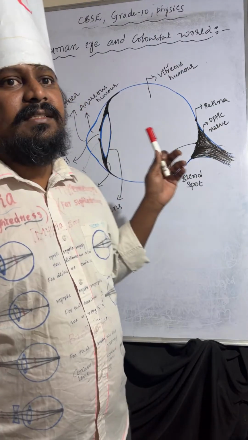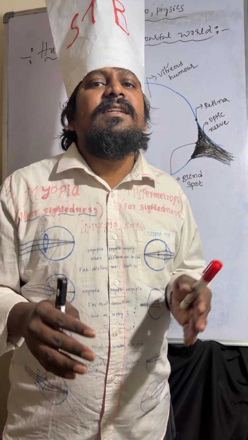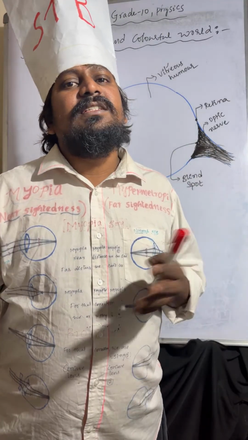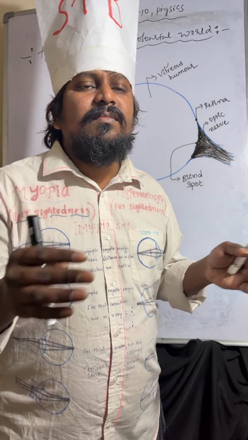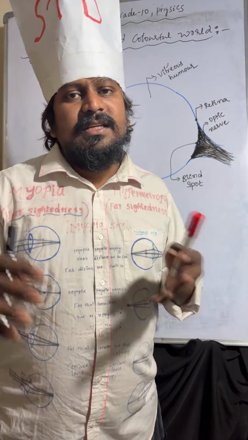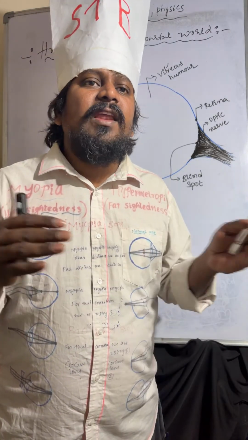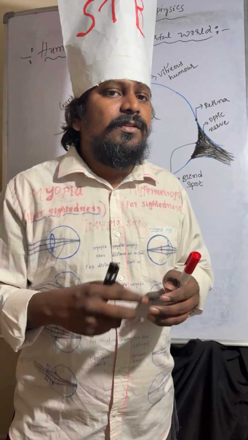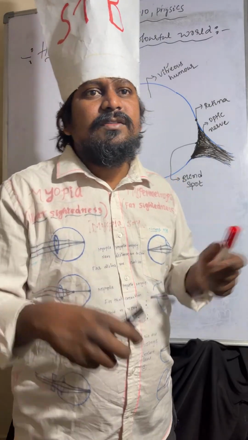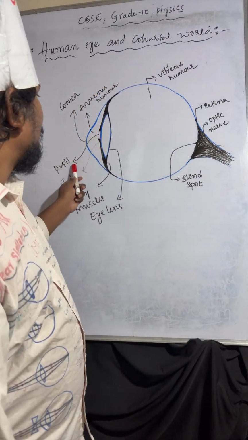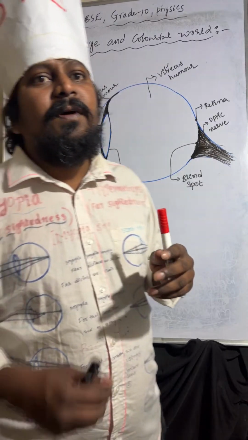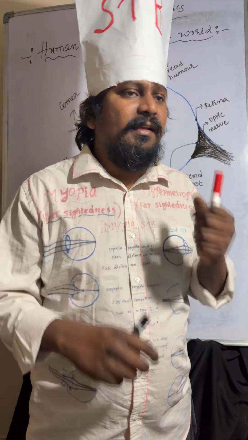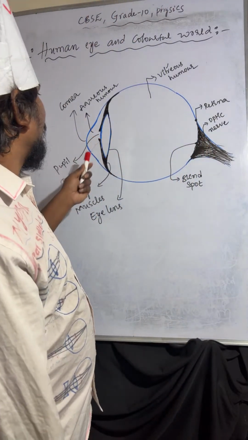And coming to the iris, the iris is a dark muscular diaphragm which controls the size of the pupil. The pupil will control and regulate the amount of light entering into the eye. Whenever light rays are coming, they should enter only through the pupil. This gap is called the pupil. So that's the pupil.